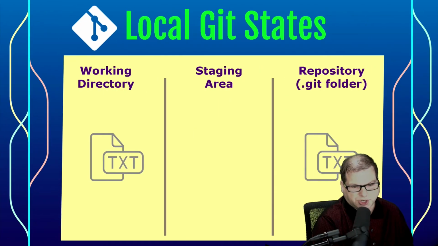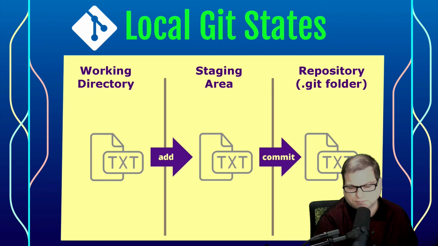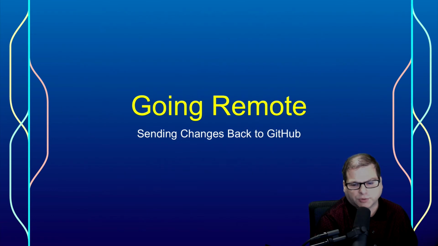Now that we've moved our changes from our working directory through the staging area and into our Git repository, all of this has been local. We haven't done anything yet to put our changes back onto GitHub. This is the entire workflow we just went through on the local side. Now, let's go remote. I'm going to send our changes back to GitHub, and we do that doing what we call a push.